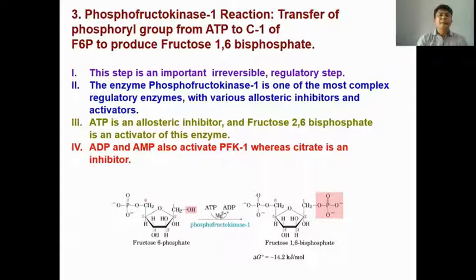The third enzyme of this pathway is phosphofructokinase 1, which catalyzes the transfer of phosphoryl group from ATP to C1 of fructose 6-phosphate to produce fructose 1,6-bisphosphate. This step is an important irreversible regulatory step, and the enzyme phosphofructokinase is one of the most complex regulatory enzymes with various allosteric inhibitors and activators. ATP is an allosteric inhibitor for this enzyme, and fructose 2,6-bisphosphate is an activator. ADP and AMP also activate phosphofructokinase 1, whereas citrate is an inhibitor. This enzyme requires Mg+2 ions for its activity.